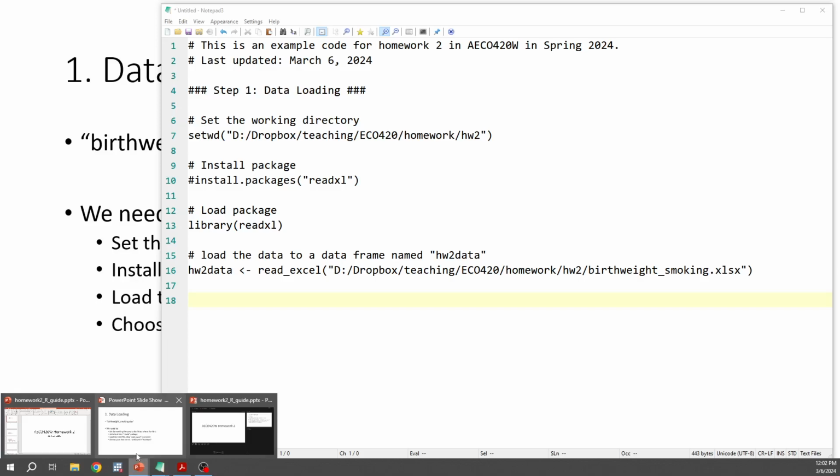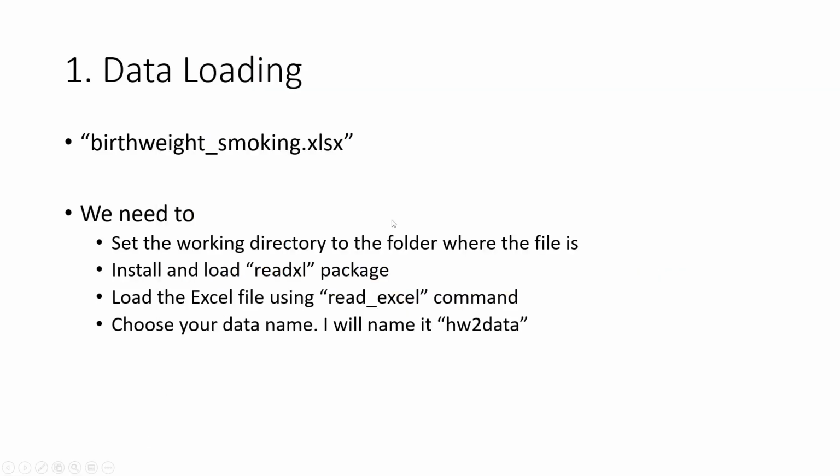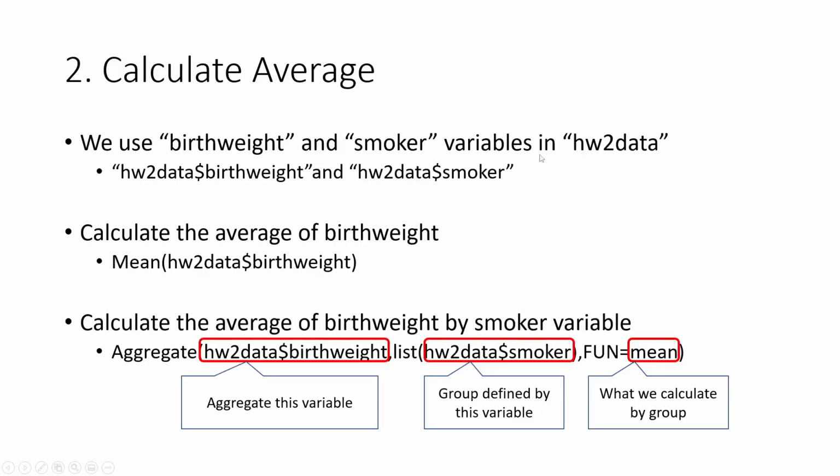Now let's go back to PowerPoint. Here, we are ready to work on the data. Data should be ready. And then we are going to calculate the average, right? Remember, our second step was to calculate the average overall and then by groups. Before doing that, remember that the name of the data set is HW2 data, and under the data set there are many variables, as you saw from Excel. And particularly we are interested in the birth weight and smoker variables under this data set.